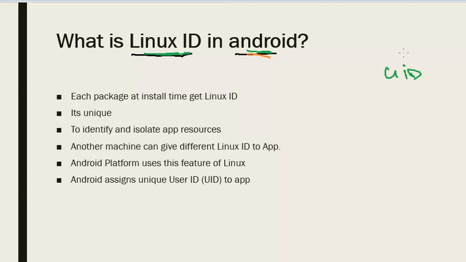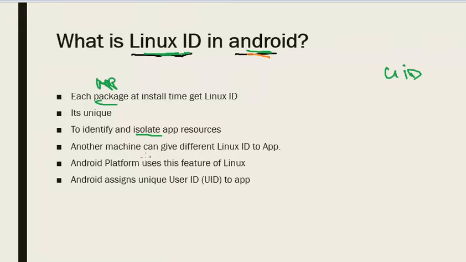In the same way, on an Android machine, whenever you install a package or a mobile app, then this app at install time gets a Linux ID, which is unique. Based on this Linux ID, you can identify which resources that app can use, and also you can isolate this app's resources from the other apps' resources. Isolation means that when two apps run, they don't interfere with each other. It's achieved because based on this Linux ID, the apps run in two separate processes, not in the same process. And when the processes are separate, they will not interfere with each other's resources. So that's the logic behind this Linux ID in Android.